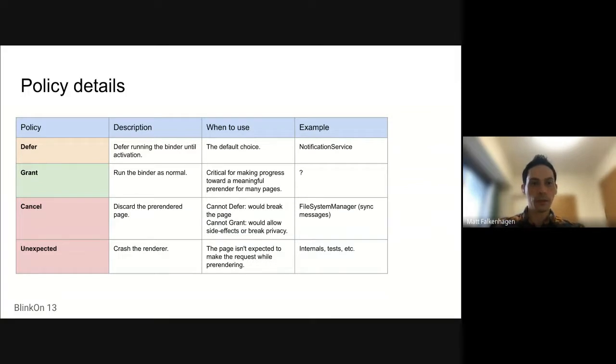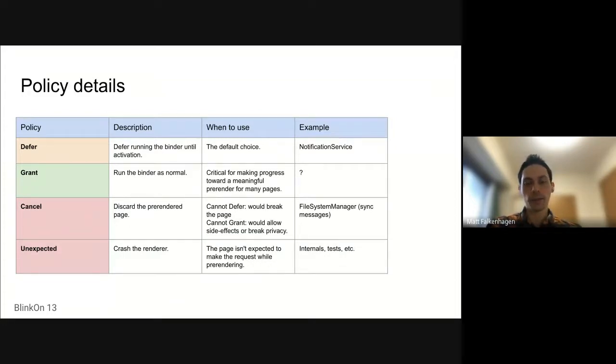Cancel we would use when we can't defer and we also can't grant. So we don't want to grant it because it's too powerful. It would allow pre-rendering to do something we don't want it to do. But we also can't defer it because that would break the page. So an example of that is a powerful interface with synchronous IPCs, because if we delay on those, it locks up the entire page.